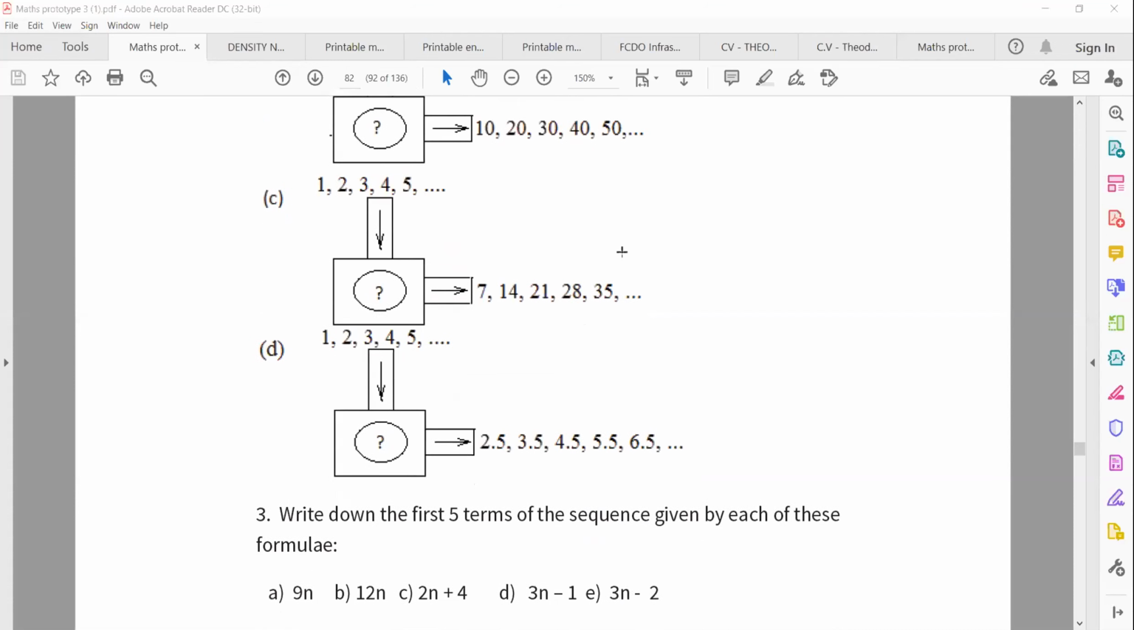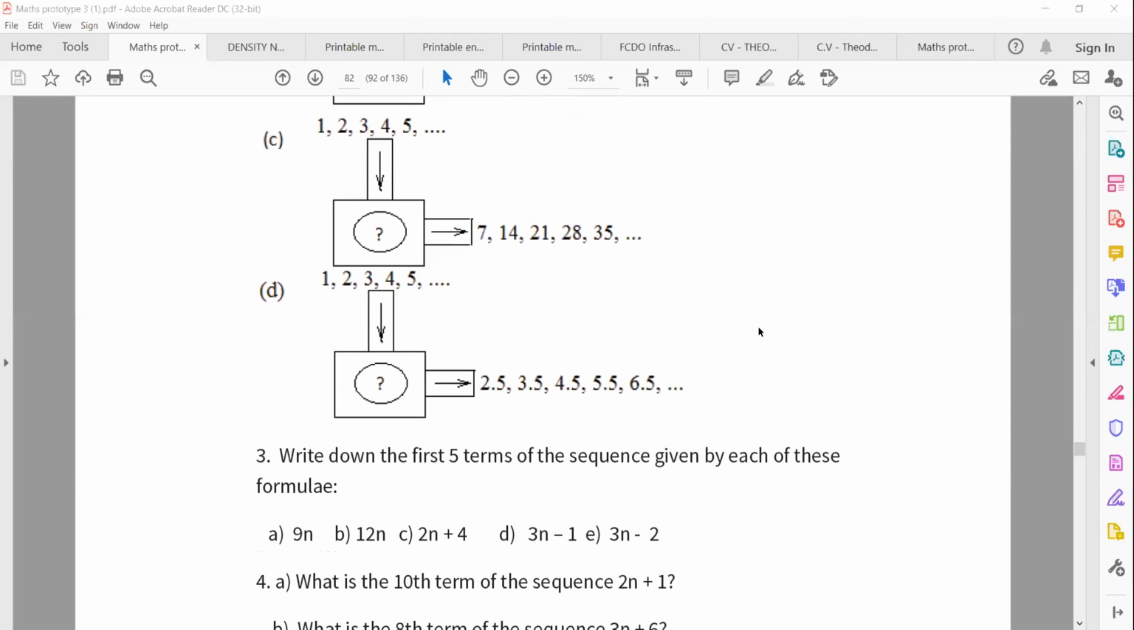Okay, we move on to part D. Part D, can we hear from Mutamba Primrose? Your hand has been up for some time. Mutamba? The answer for part D is we add 1.5 to each of the numbers 1, 2, 3, 4, 5, such that we have 1 plus 1.5 giving us 2.5, 2 plus 1.5 giving us 3.5, then 3 plus 1.5 giving us 4.5, and the rest. Thank you very much. You're welcome. That's good.